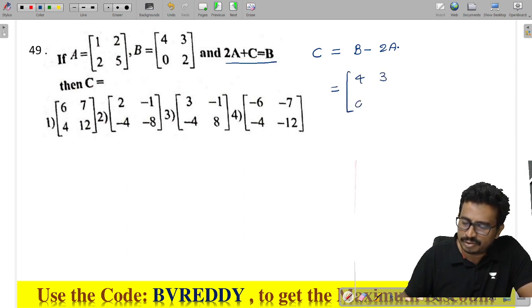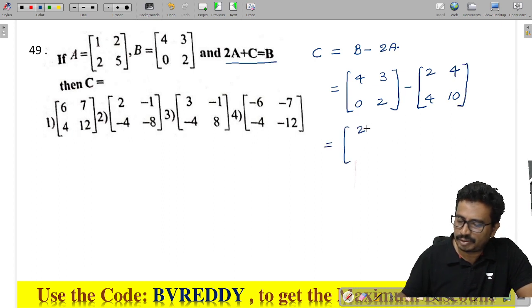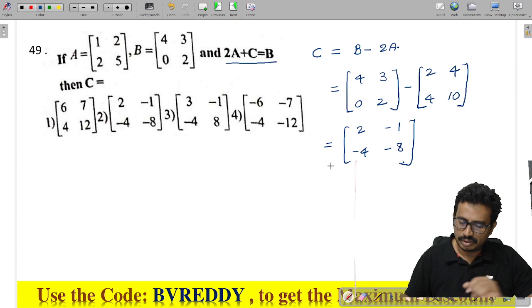4 3 0 2, and minus 2A means 2 4 4 and 10, and simplify this. What will we get here? 2, minus 1, minus 4, minus 8. So what will be the option here? 2.